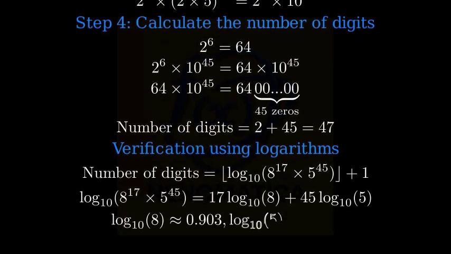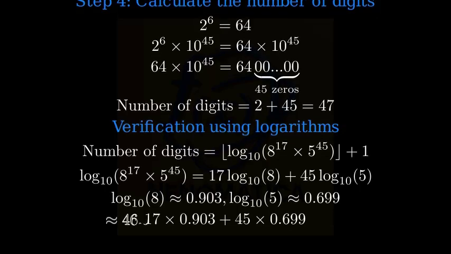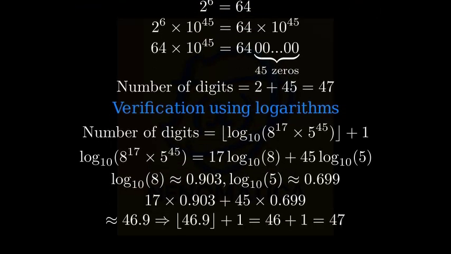Log base 10 of 8 is approximately 0.903, and log base 10 of 5 is approximately 0.699. So we have 17 times 0.903 plus 45 times 0.699. This equals approximately 46.9, and the floor of this plus 1 is 47. So we confirm that the number has 47 digits.